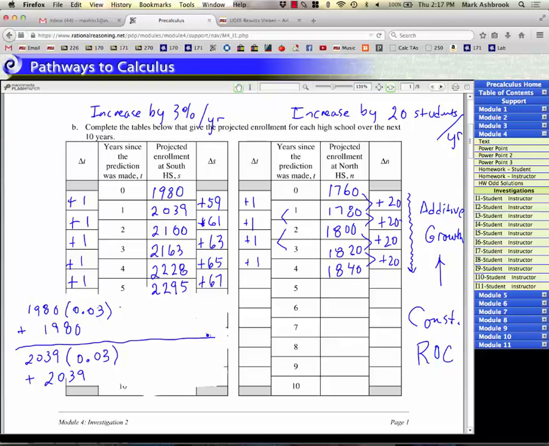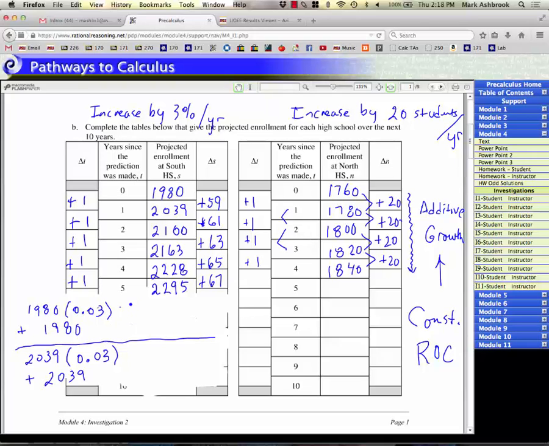So is that constant rate of change? Equal changes in input are resulting in equal consistent changes in output? No, it's not consistent, right? First it's 59, then it's 61, then it's 63. The amount of change is increasing. So this is not additive growth.